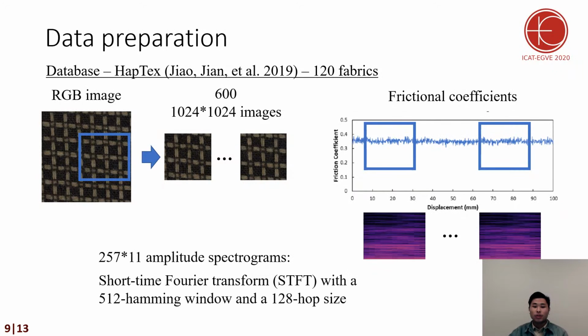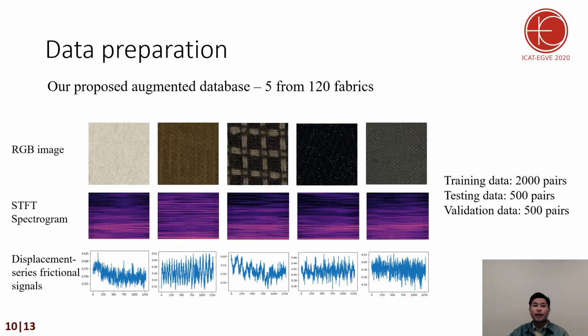We used short-time Fourier transform, STFT, with a 512 Hamming window and 128 hop size for spectrogram creation. In our preliminary experiments, 5 types of fabrics were selected for training to verify the feasibility of FrictGAN. We applied the data computation method from the previous slide.